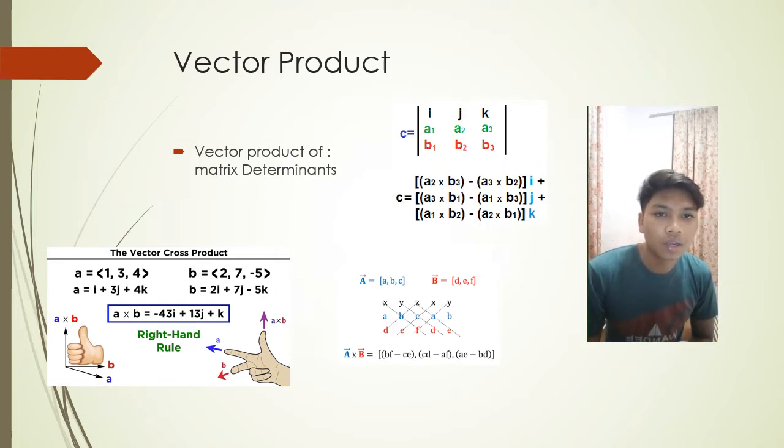It can be defined as vector product or cross product, a binary operation on two vectors in three-dimensional space. The formula for vector product is a matrix determinant, as shown in the photo.